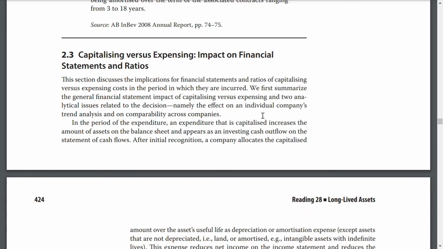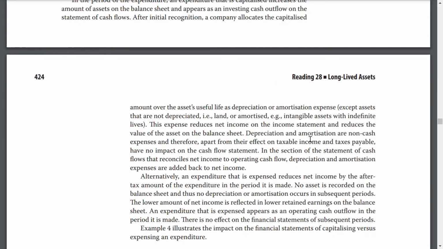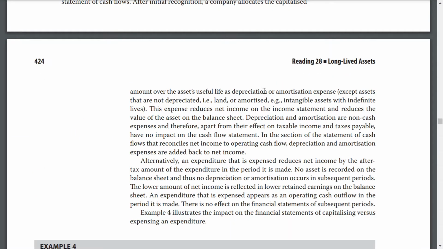In the period of expenditure, expenditures that are capitalized increase the amount of assets on the balance sheet and appear as an investing cash flow on the statement of cash flows. After initial recognition, a company reallocates the capitalized amount over the asset's useful life as depreciation or amortization expense.